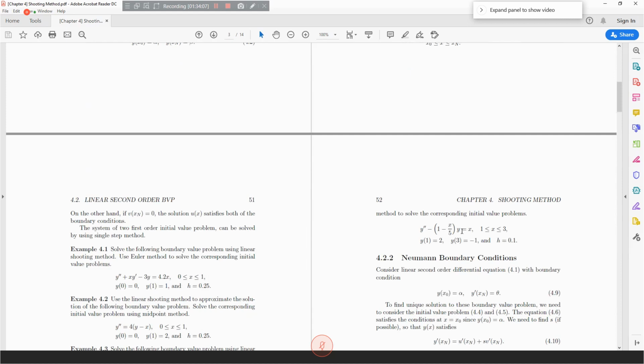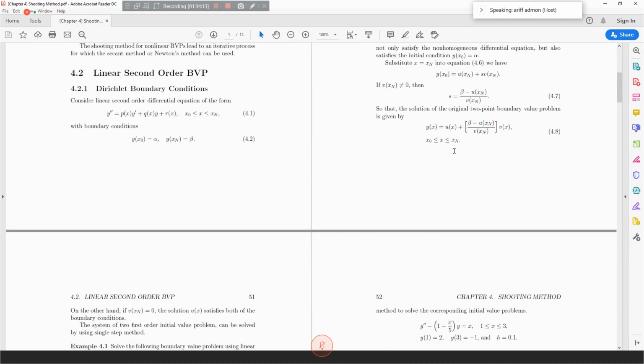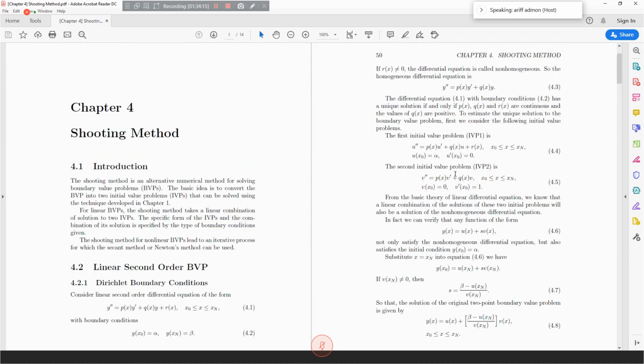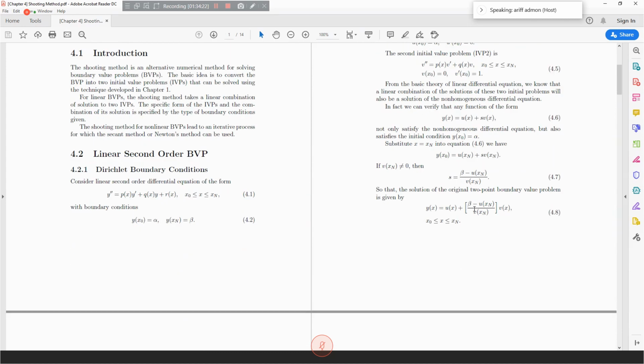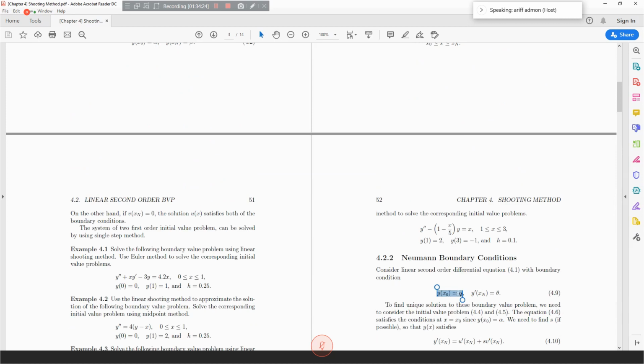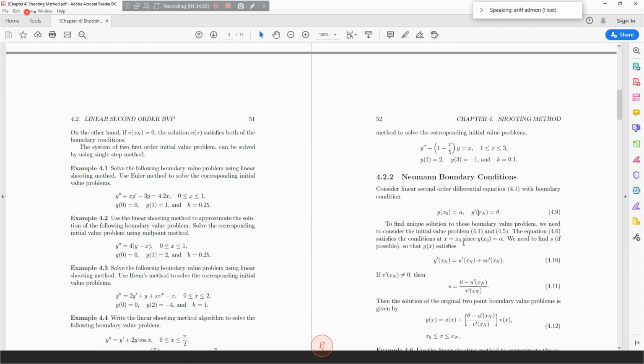That's why for Neumann, we just consider this y(x0), because we want to use that solution, equation 4.6, y equal to u plus s. That's the reason why we need to focus on this one. All right, so now we have this type of Neumann boundary condition. The process is just similar.